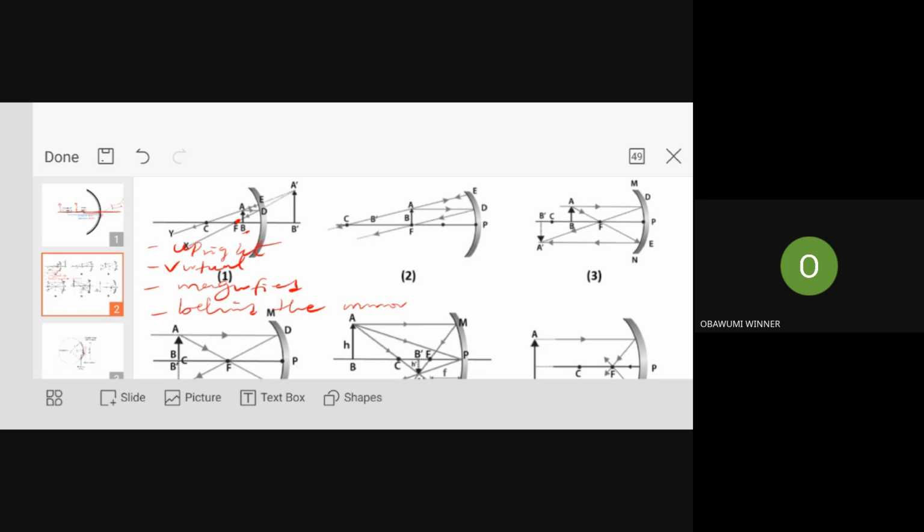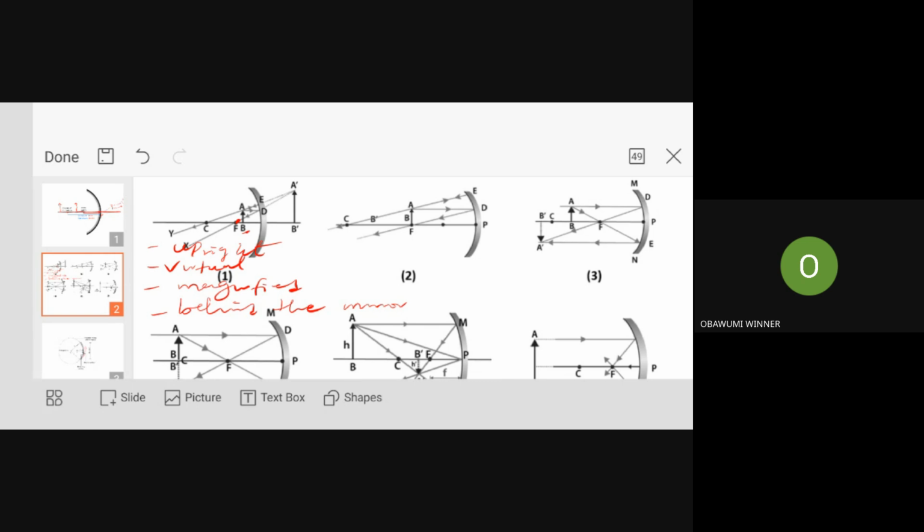So you may be asked to write out characteristics of images formed when the object is kept in front of the focal length of a concave mirror. The first characteristic is that the image formed must be upright. The second one, the image formed must be virtual. The third one, the image formed must be magnified, or it will look bigger. The last one, the image must be formed behind the mirror. So these are the characteristics of images when the object is kept in front of the focal point of a concave mirror. Now let's go to the second diagram.